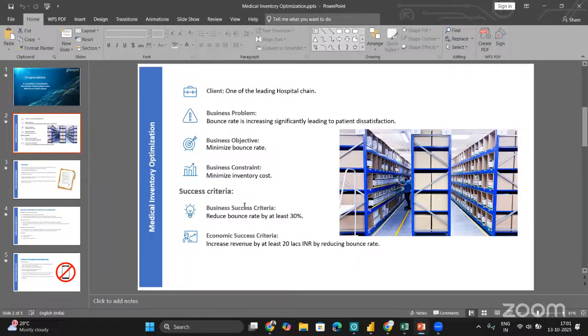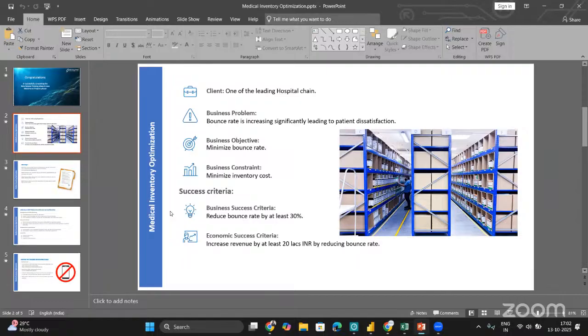Today we are going to learn about the medical inventory optimization project. Our project name is Medical Inventory Optimization, and our client is one of the leading hospital chains. In that hospital they have a pharmacy, medical shops, right? Our business problem is that the bounce rate is increasing significantly, leading to patient dissatisfaction.